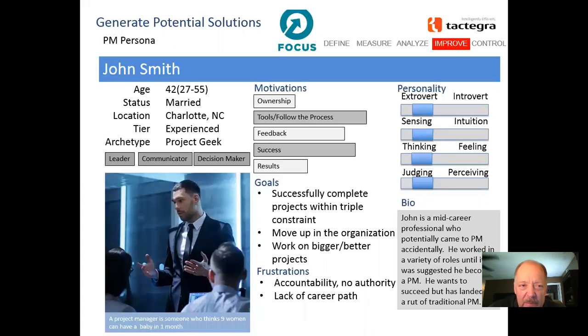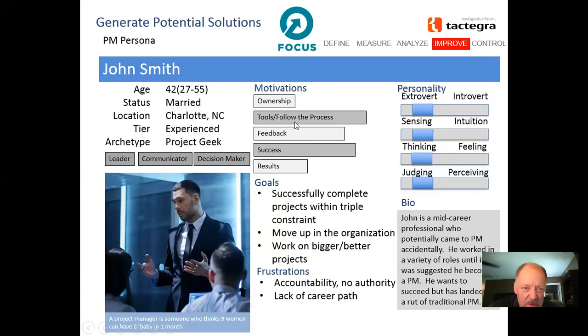This is an example of a persona that we created for the PM. You can see the age range, marital status, and where they are. We're in Charlotte, North Carolina, so we just used that as an example. They're experienced, and a lot of times known as a project geek. They're seen as a leader, communicator, and decision maker. These are their motivations.